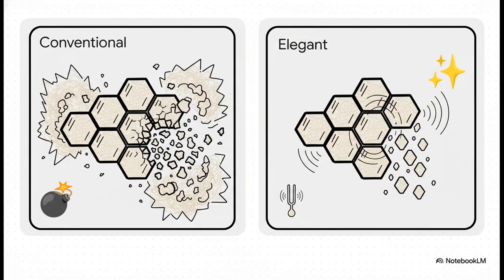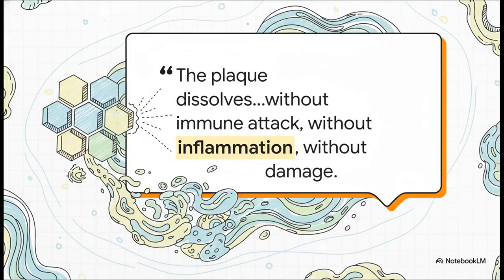The wave approach, though, is so much more elegant. It sees the plaque for what it is, a highly ordered, repeating wave pattern. So instead of a bomb, you use a tuning fork. You introduce a molecule that just gently disrupts the geometric pattern at the very edge of the plaque. And this is just brilliant. That tiny disruption at the edge ripples through the whole structure, and the plaque simply loses its geometric stability and dissolves. No immune attack, no inflammation, no collateral damage. The structure didn't need to be destroyed. Its wave pattern just needed a simple amplitude tuning right at the edge, and poof, it lost its stability.